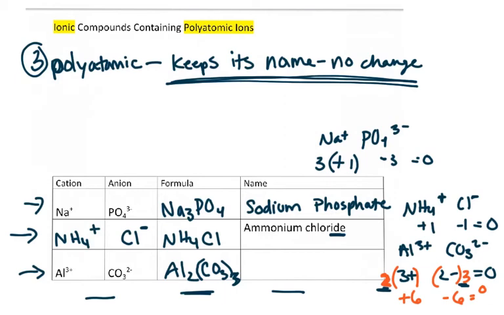Finally, I'm going to name it. Aluminum keeps its name because it is our cation, and then carbonate keeps its name because it is a polyatomic ion. Aluminum carbonate.